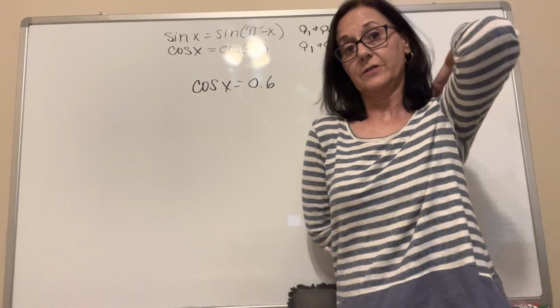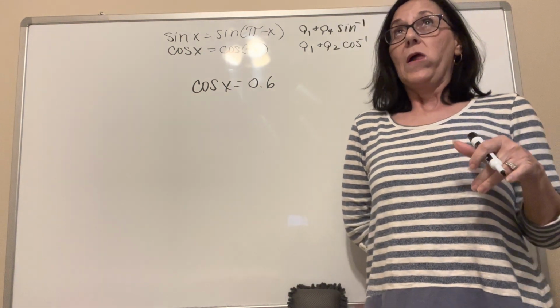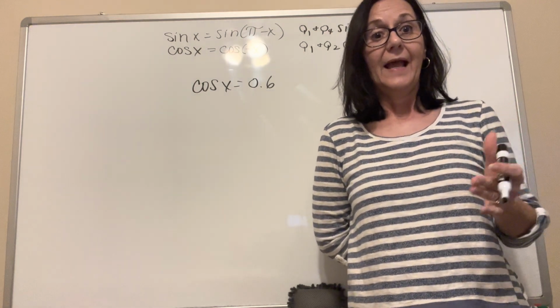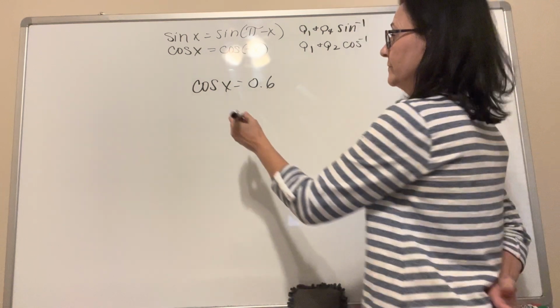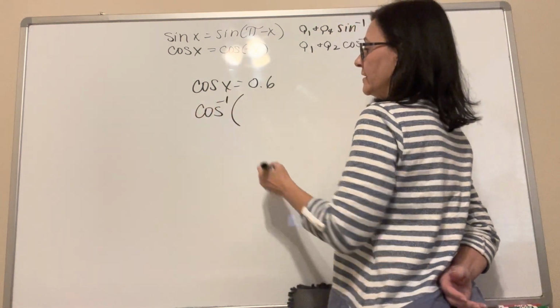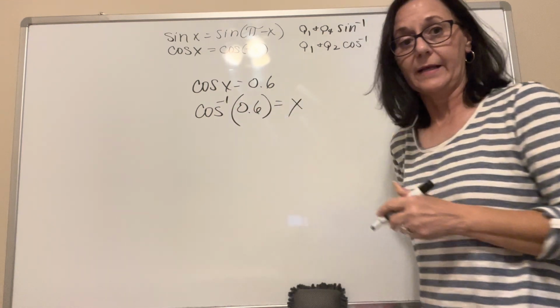0.6 is not on the unit circle. That's 6/10, right? That is not on the unit circle. So we have to use our calculators, and we have to use the inverse cosine function. So we use the inverse of the ratio equals the radians.